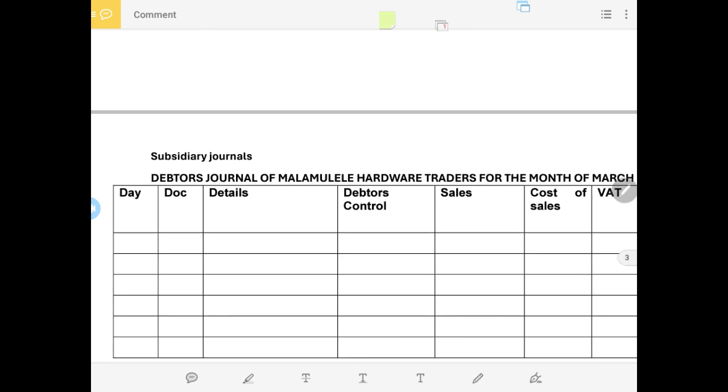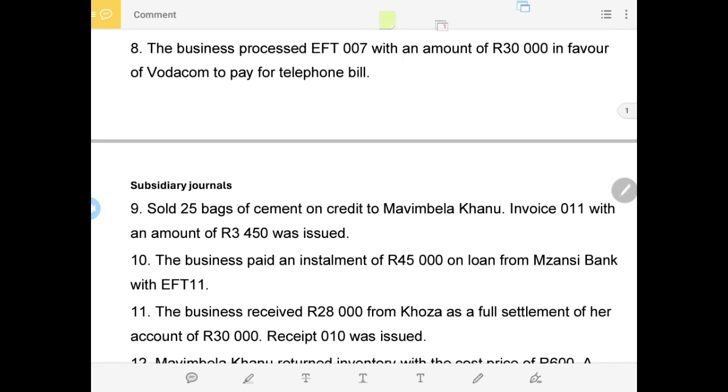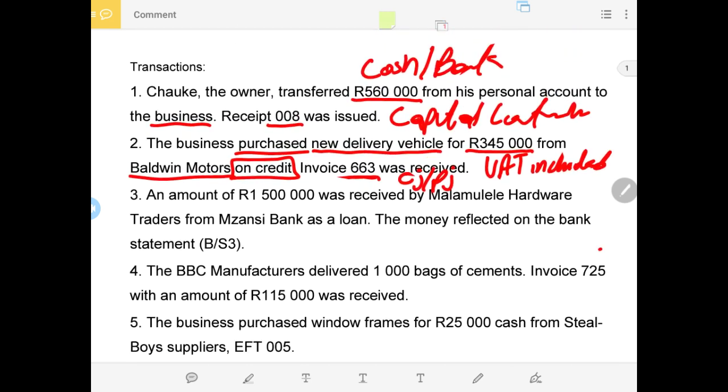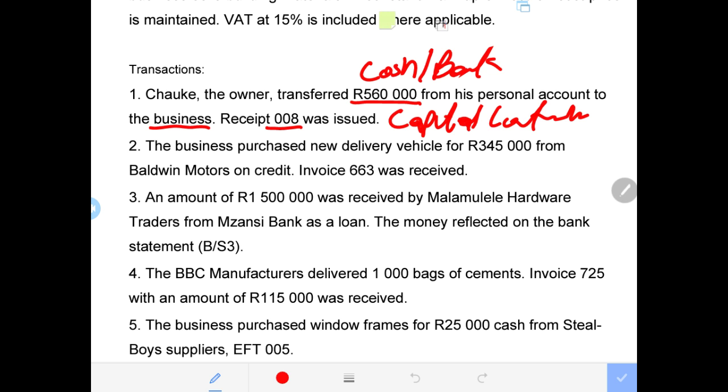Then now we go to transaction number 3. Transaction number 3, that is where we are. It says an amount of 1.5 million was received. If we receive money, bank will increase. It was received by who? By us, not somebody else. By Malamulele Hardware Traders, from Mzansi Bank as a loan.